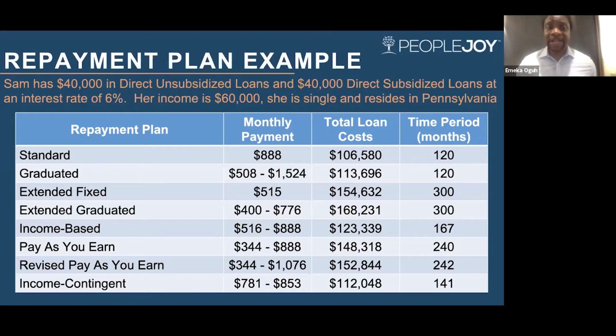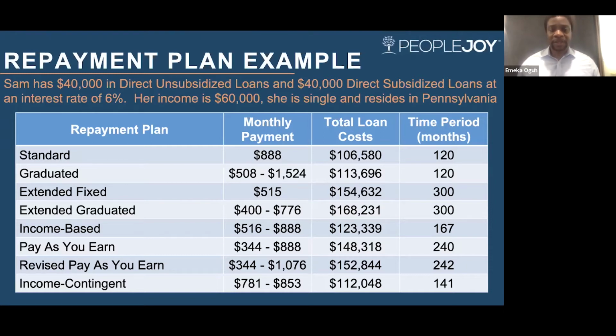$113,696. So that gives you a sense of the trade-off between going into a plan that maybe starts at a lower monthly payment. The trade-off is that those payments will increase later on as you earn more income, as you start paying down the loan. Those payments will start to get higher.